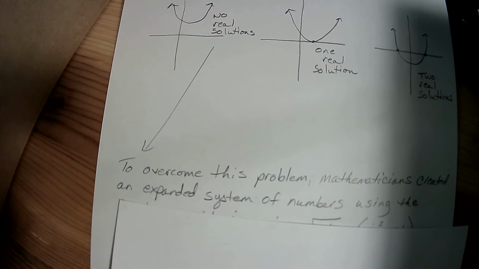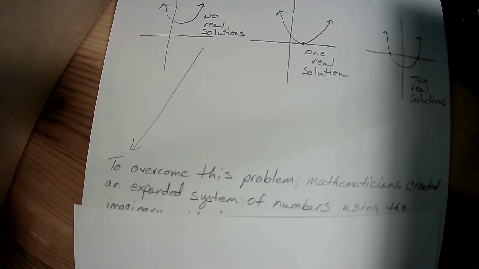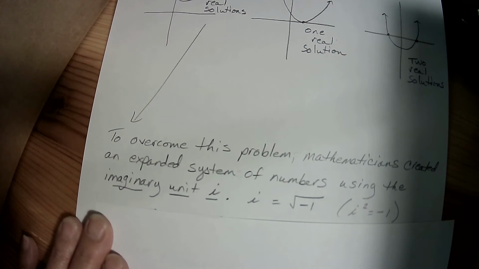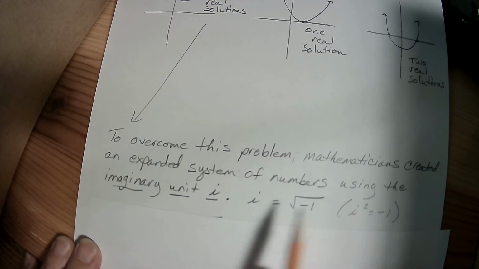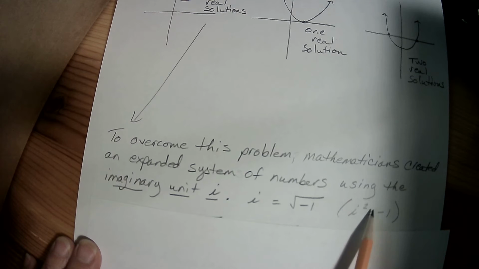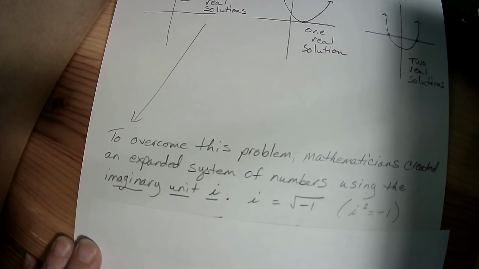Okay, to overcome this problem of those quadratic equations that don't have real number solutions, mathematicians created an expanded system of numbers using the imaginary unit i. What is i? i is equal to the square root of negative 1. So in that case, if I square this, I get negative 1. i squared is negative 1.